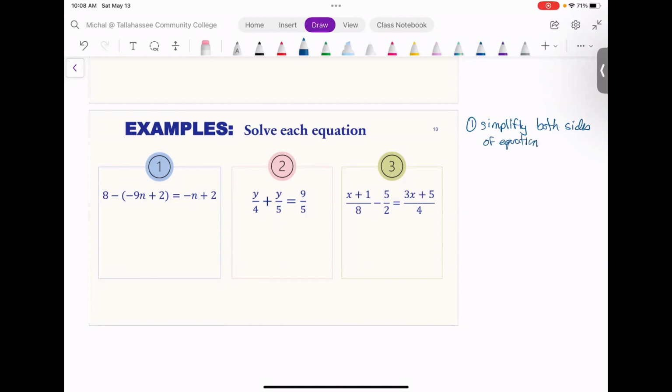To simplify, I may apply the distributive property. I may combine like terms. I'm going to write the acronym CLT to represent combine like terms. I also may use multiplication to eliminate fractions.